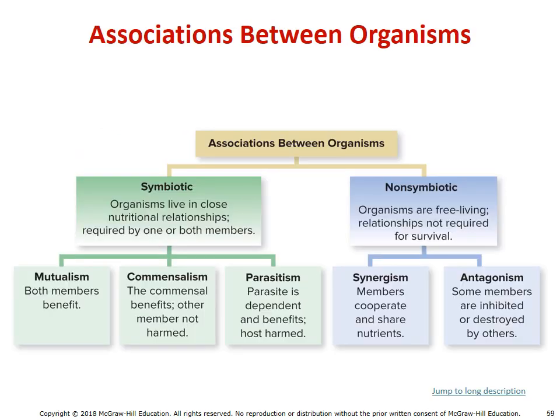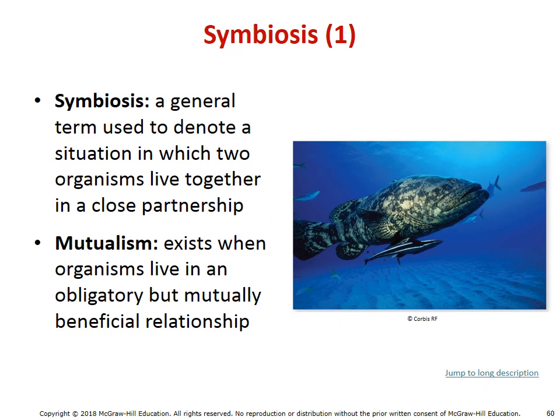So far we've talked about how the environment and also nutrition can affect growth, but we haven't discussed much about the associations between organisms, which really fall into 2 categories, symbiotic and non-symbiotic. With symbiotics, they're going to live in close nutritional relationships and will typically either be required by at least one party, if not both. In non-symbiotic relationships, organisms are free living and their relationship is not required for their own survival. So let's start off with the symbiosis.